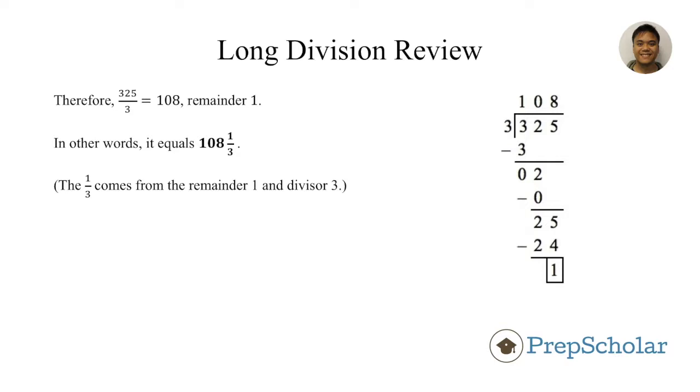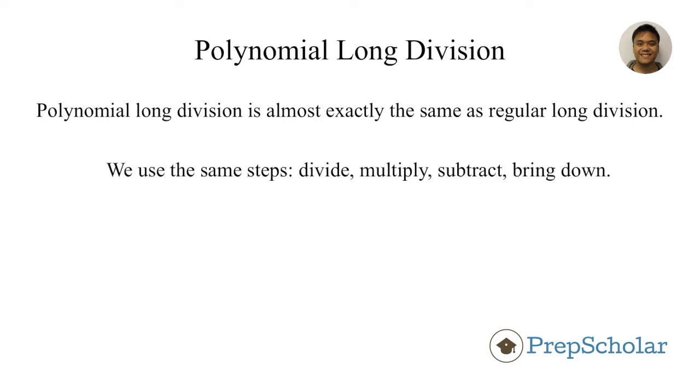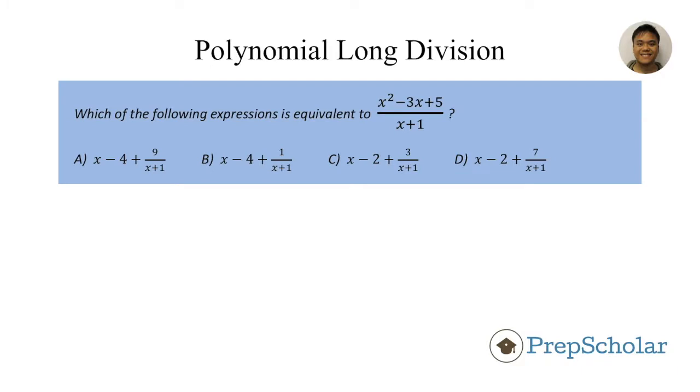So what about polynomial long division? It is almost exactly the same as regular long division. We use the same exact steps: divide, multiply, subtract, and bring down. So here's a practice question. Which of the following expressions is equal to (x squared minus 3x plus 5) over (x plus 1)? And then we get a bunch of answers.